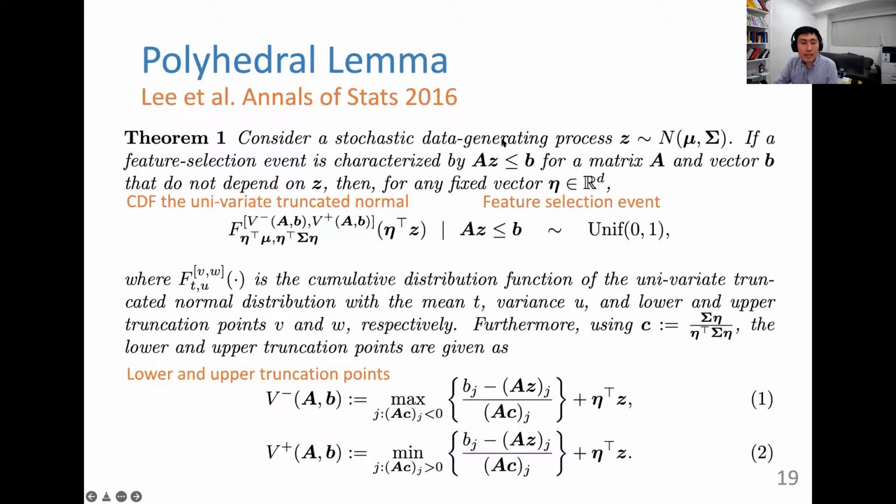Okay, so this is just a check again, because this is the most important part. We have Z, which follows some Gaussian distribution, from the HSIC values. Then we can represent the feature selection based on this set of linear inequalities. And in this case, we can compute the cumulative distribution. Then we can do the testing.